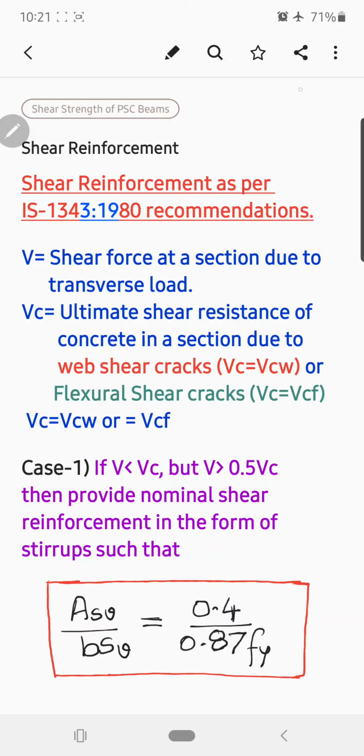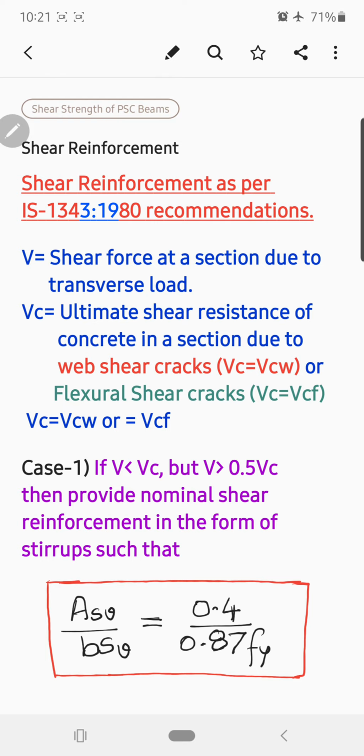Welcome to the third video under shear strength of PSC beam. In the last two videos, we have seen the estimation for principal tensile stresses as well as the ultimate shear resistance of PSC members. So in this video, we'll see the shear reinforcement of PSC sections.